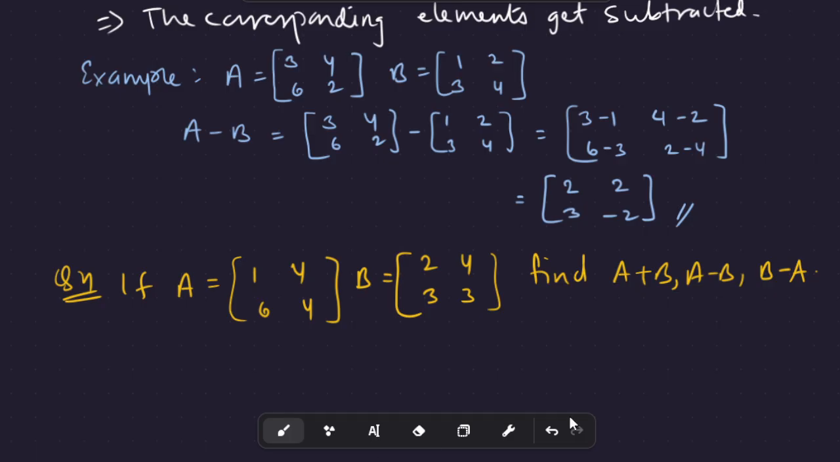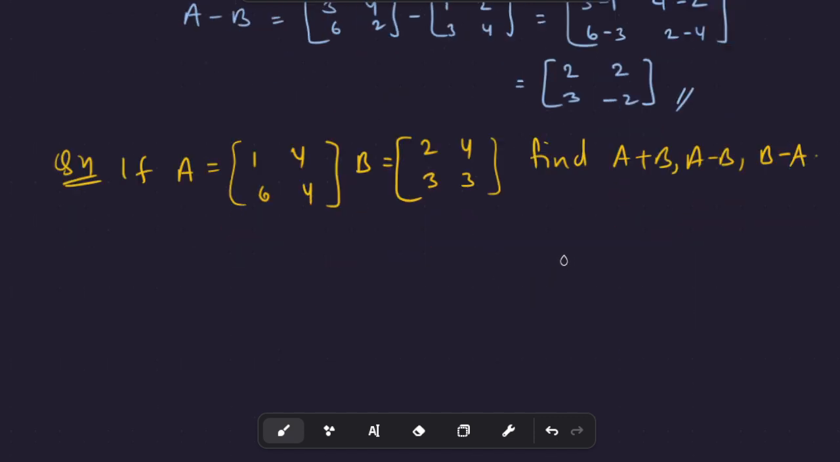Okay, next. A minus B is [-1, 0; 3, 1]. Okay, B minus A is [1, 0; -3, -1]. Okay. All the answers are correct.